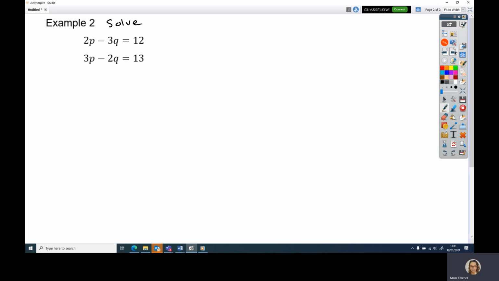Solve these simultaneous equations for P and Q. You can look at the numbers. We've got 2 and 3 in front of the P, so I'm going to need to multiply both of my equations by 2 and 3. Or if I wanted, I could use the numbers in front of the Qs, -3 and -2. There's not a right and wrong way, I just have to choose a method. So I'm going to eliminate Q.